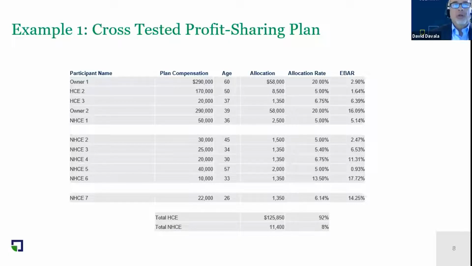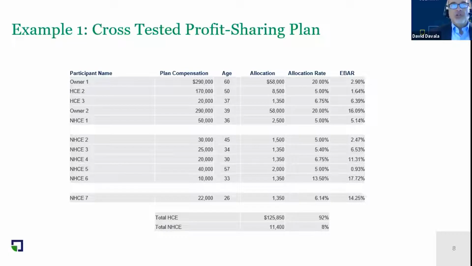Let's look at owner one, who receives an allocation of $58,000, and NHCE 6, who has an allocation of $1,350. If you look at the allocation rates, owner one is receiving 20% of compensation, and NHCE 6 is receiving 13.5%. The average allocation rates for the HCEs is 12.94, and the NHC average is 6.68.